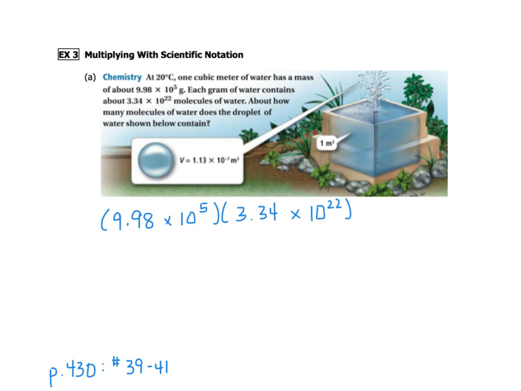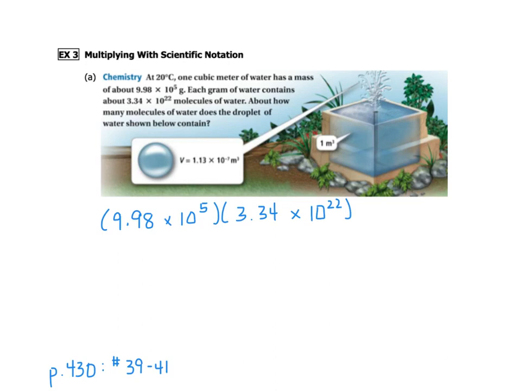This problem is going to be like the ones you need to do from page 430, number 39 through 41. If you take a look at this, this is a story problem, which is probably going to confuse a number of you. If you want to go ahead and read it in your notes, that's great. Really, all you have to do is multiply these two numbers.